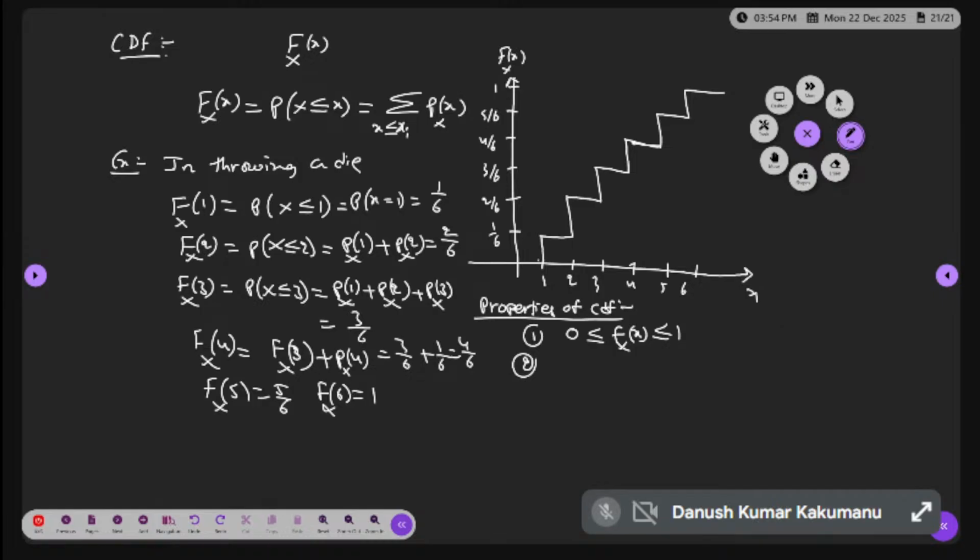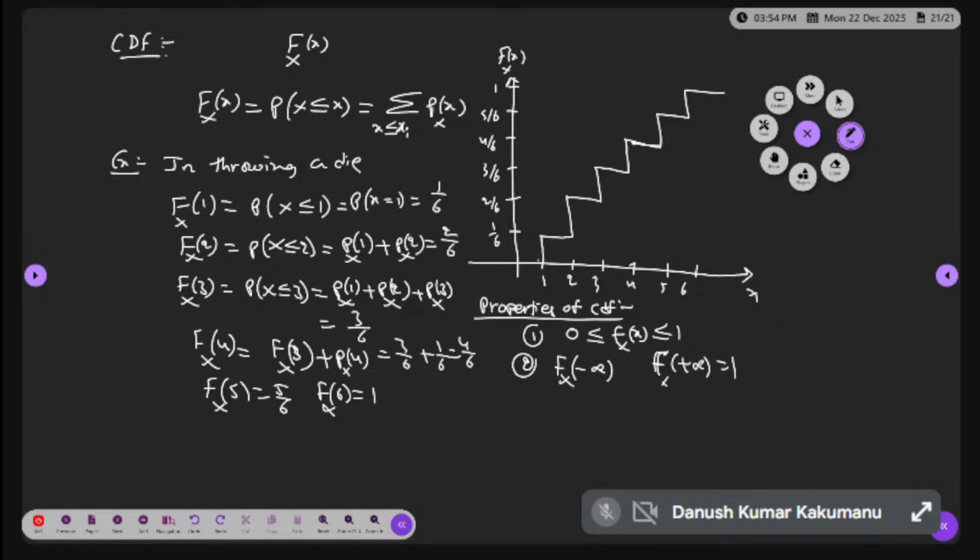Some of you are thinking, where is the minus infinity, sir? What is the CDF of minus infinity? Tell me. CDF of plus infinity is what? 1. At the last sample point, the CDF value is always 1. But don't think that the beginning sample point is always 0.